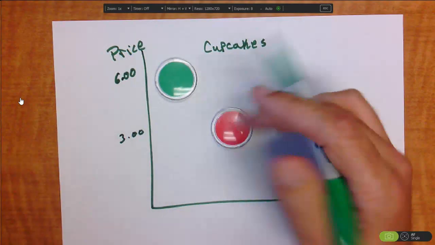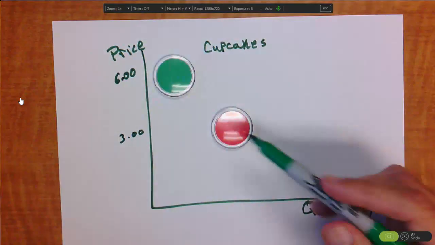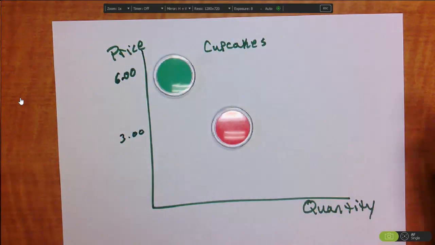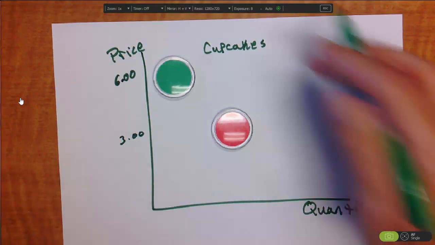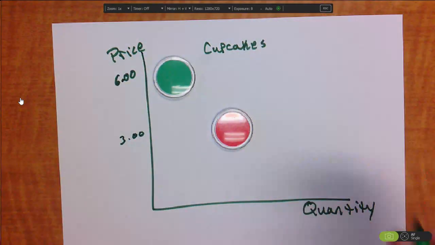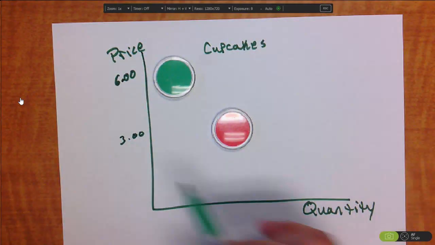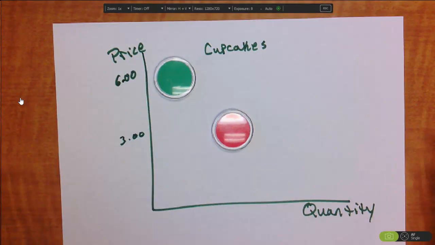Now, at this point, the students may suggest that the cupcakes aren't the same, or they're not equivalent, or you can't compare them. That's fine. Doesn't matter. I'm just talking about all cupcakes at this moment, not a particular brand or anything like that. So at $3, a lot more people would buy cupcakes.